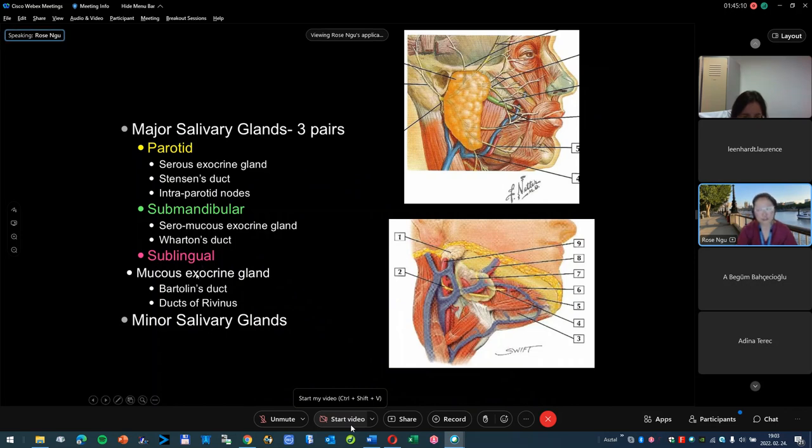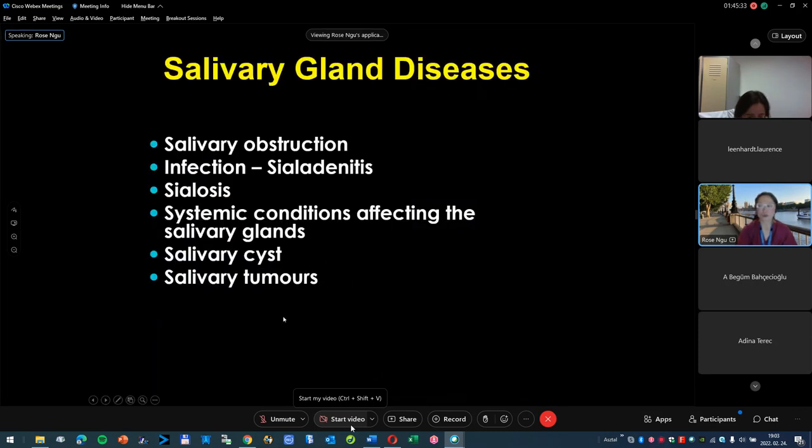The sublingual gland doesn't actually have a duct as such, not like the parotid or the submandibular gland, but it drains by numerous ducts called the ducts of Rivinus, and sometimes it does join up to the Wharton's duct. Then we have minor salivary glands, which are numerous, everywhere in the buccal mucosa, in the mouth, to make your mouth nice and moist.